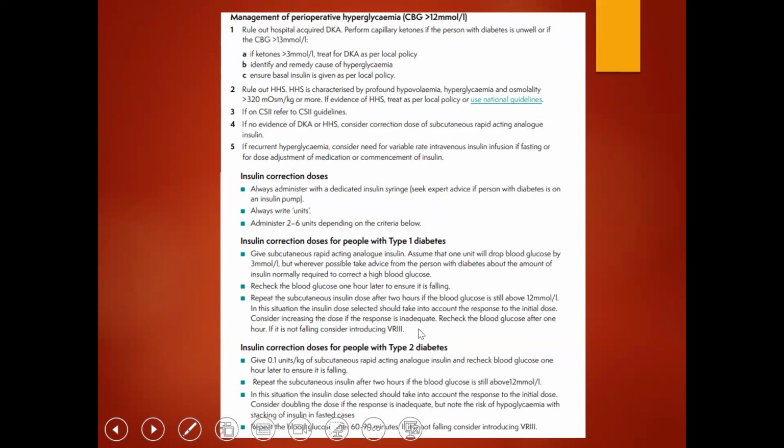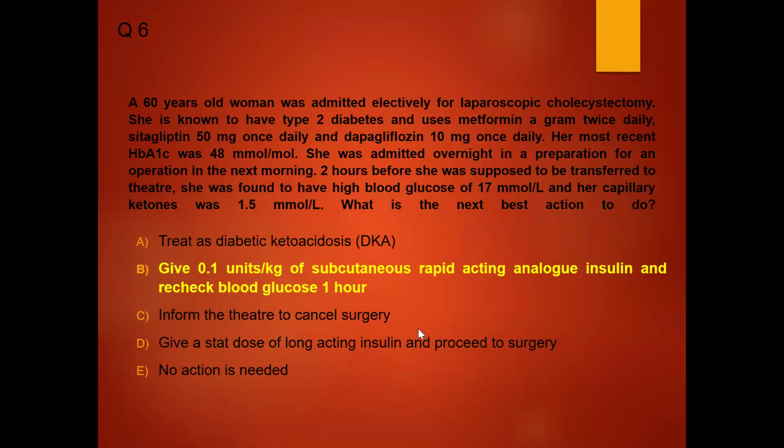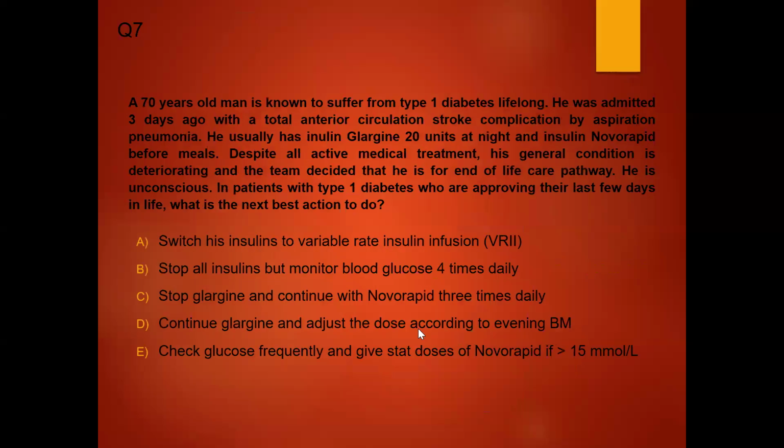So, two important things. The first lines for both are important principles tested in the exam. In type 1 diabetics, 1 unit drops glucose by 3 millimole. For type 2 diabetics, give 0.1 unit per kg of subcutaneous rapid-acting insulin and recheck the blood glucose in 1 hour, which was the answer for this question number 7.